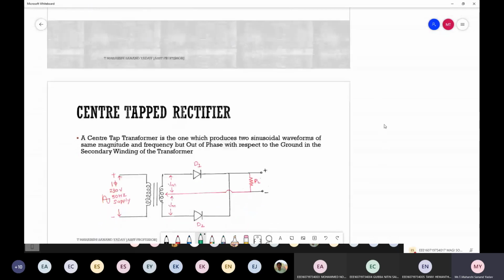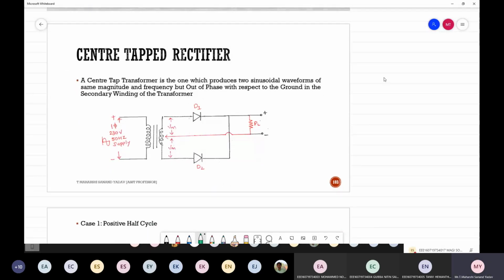Now this is the full wave rectifier. So what is the difference? How many types are there in full wave rectifier? The first one is center tapped, the next one is bridge rectifier. Now we are discussing the first concept, which is center tapped. You can see it here. Now tell me what kind of transformer this is?